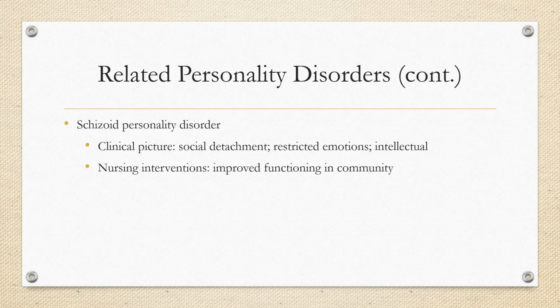Typically, these patients do not want involvement with others, so they don't have friends, date, or marry, although they may have a connection to a first-degree relative, like a parent. Nursing interventions focus on improving the ability to function in the community. The nurse may involve social workers to help with housing and to help identify and maintain a support person for the patient.